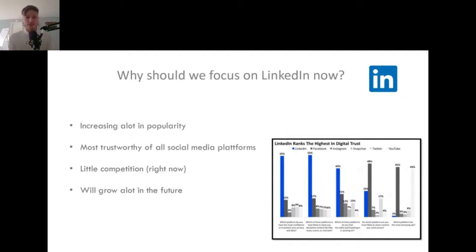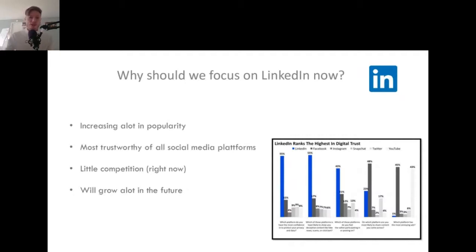LinkedIn has grown a lot in popularity. And last year, it grew by 100 million users, the most it has gained in a year. And LinkedIn also has the most trust of all social media platforms. So here is a questionnaire they did in Business Insider. They asked their readers, which platform do you trust the most? Which platform has the best content and which platform has the least annoying ads? And LinkedIn came very high up on all of these, and low on, of course.